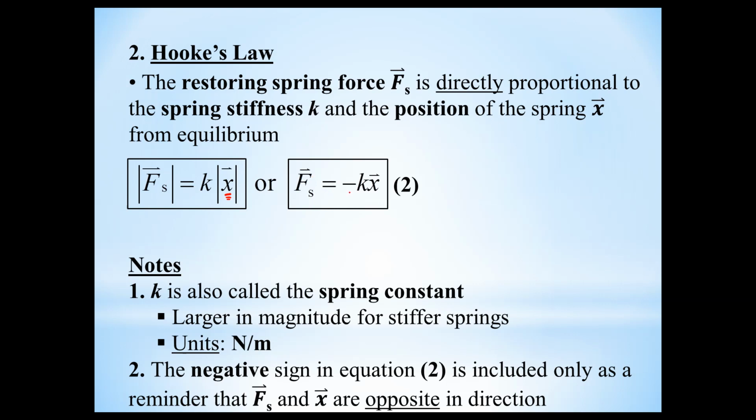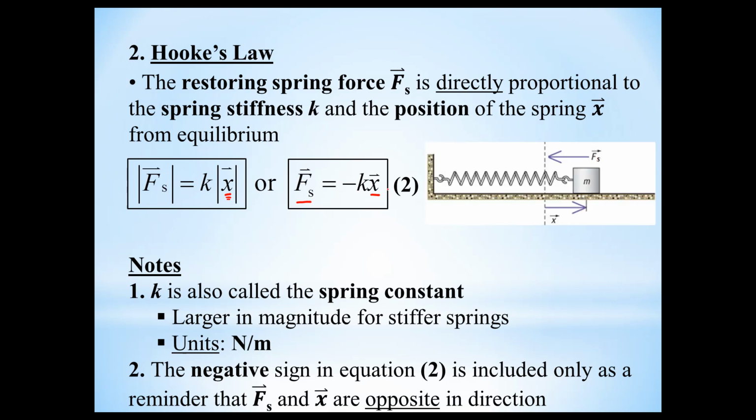In terms of why this negative is here, this negative is here because it's a reminder that your two vectors, which are the restoring spring force and the position of your object, are always opposite in direction. So let's look at this. For example, if I take the object from equilibrium and I pull it towards the right, well, let's say that right is positive, therefore the position of my object would then be positive. Your restoring spring force would then be pointing towards equilibrium, and equilibrium would then be towards the left. Therefore, the direction of that force would be negative.